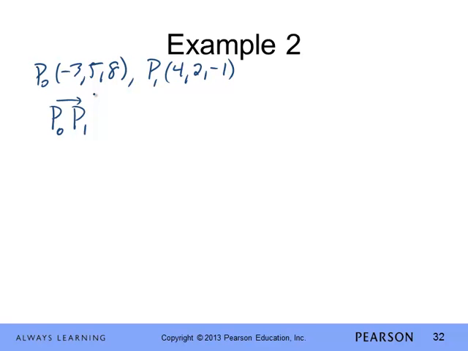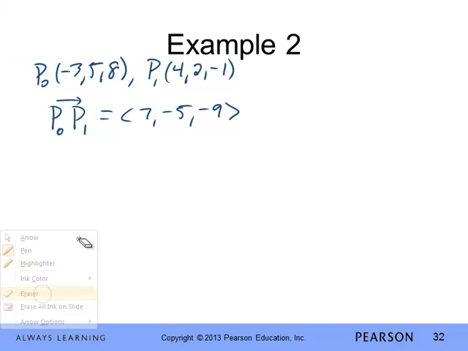So the vector that goes from P sub 0 to P sub 1 is going to be 4 minus -3, which is 7. 2 minus 5 is -3. -1 minus 8 is -9. I was just checking to make sure that you're paying attention. And you were, so you get a cookie.